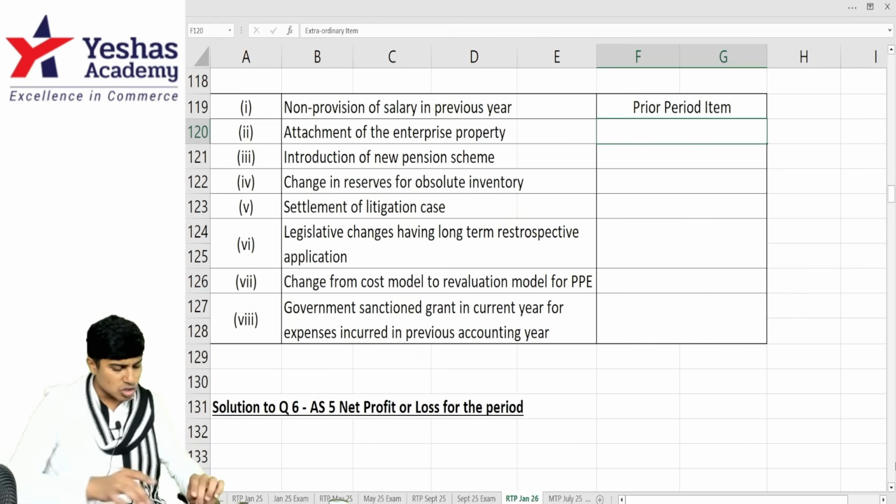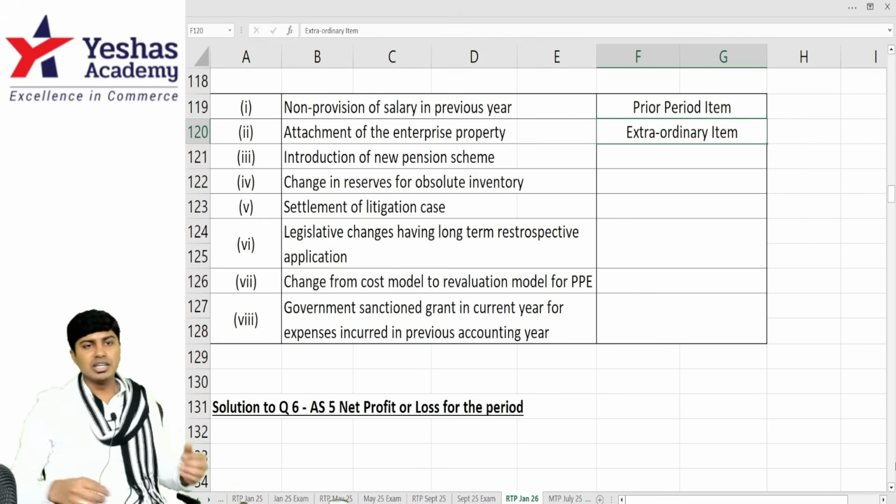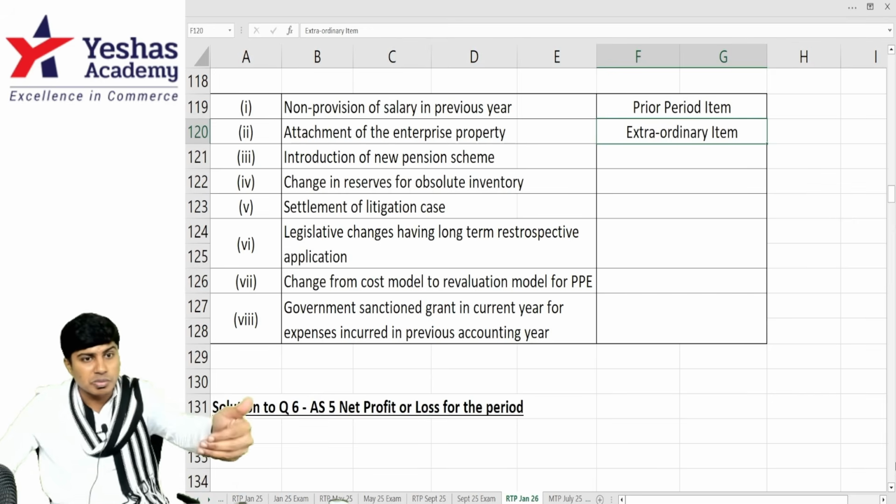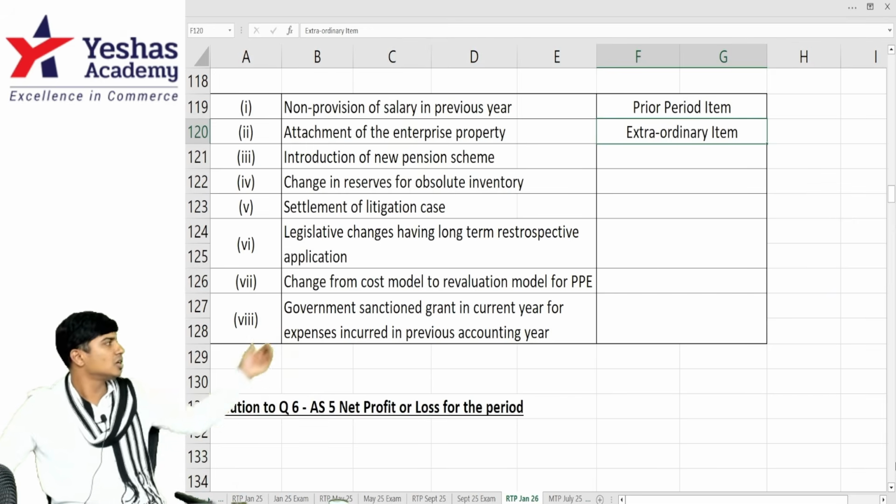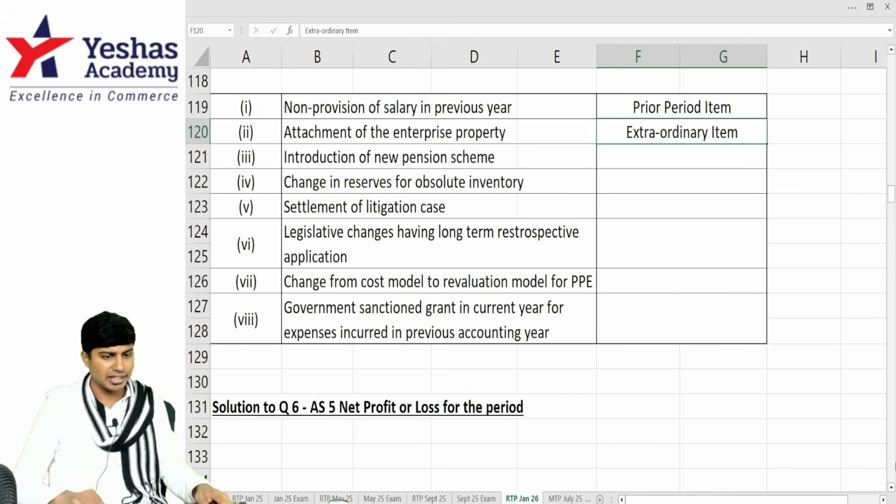Something like this. So this is not in the ordinary course of business. This is not happening in order to continue the business. This is happening to disrupt the business. So this is an extraordinary item.